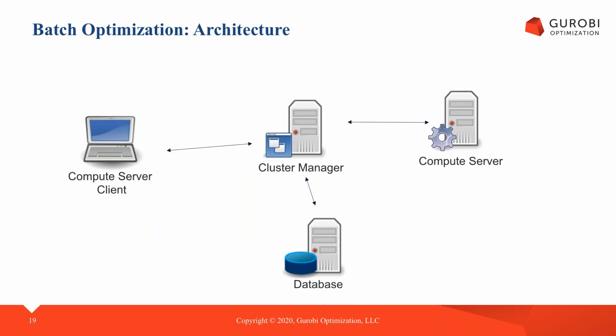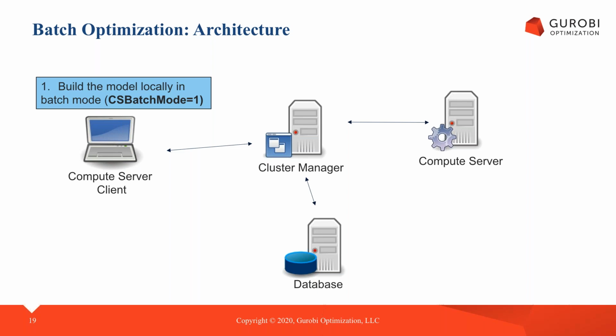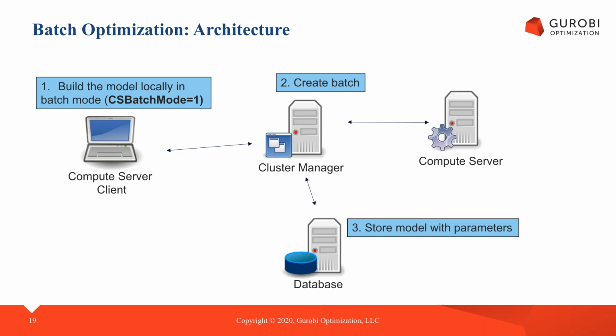In terms of architecture, how does it work? First, you build the model locally and you set a specific property called CS batch mode. This will tell the environment that you want to use batch mode for that model. Then you call a new API, optimize batch. This will create a batch inside the cluster manager and provide an ID to reference the batch. Then all the model and all the parameters are sent to the cluster manager and stored into the database.